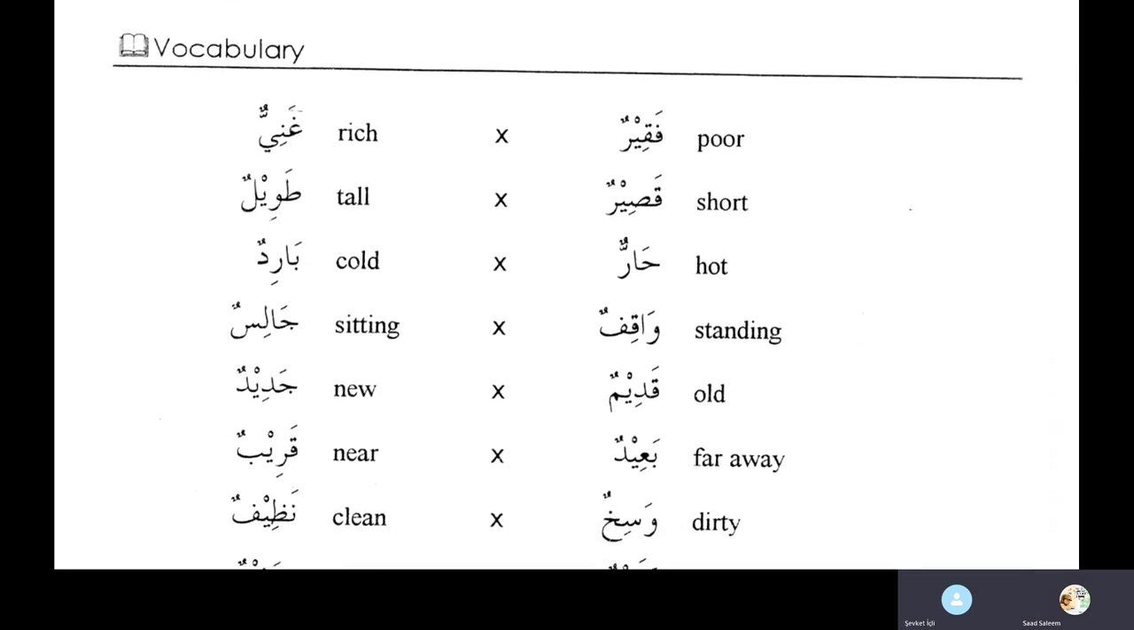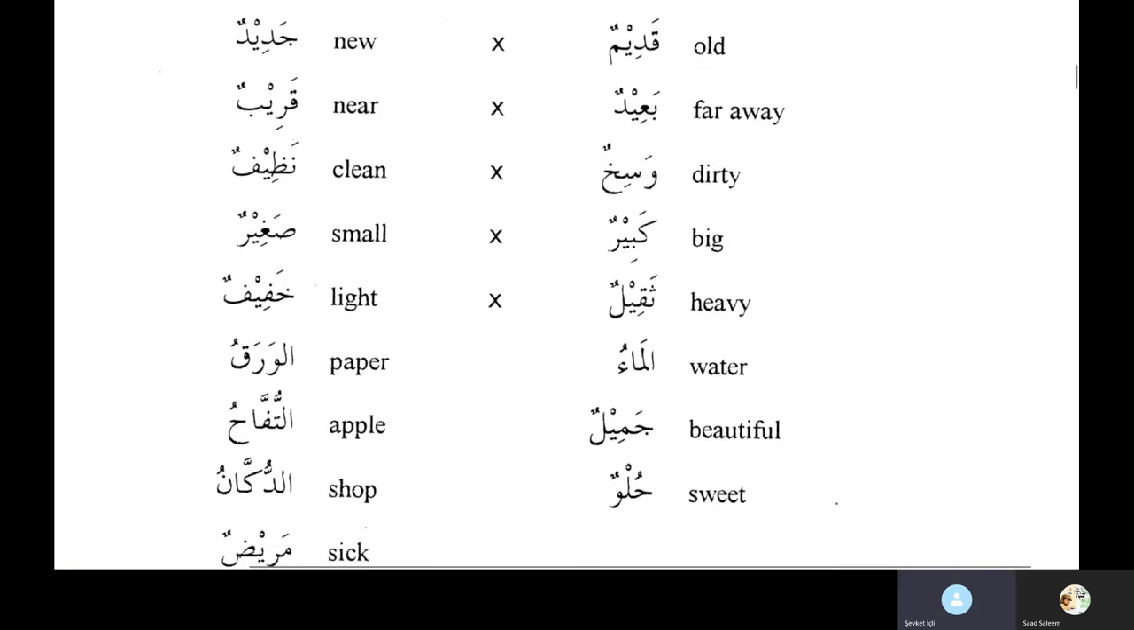Vocabulary. Faqirun, poor. Ghaniyun, rich. Qasirun, short. Tawilun, tall. Harrun, hot. Baridun, cold. Waqifun, standing. Jalisun, sitting. Qadimun, old. Jadidun, new. Ba'idun, far away. Qaribun, near. Wasikhun, dirty. Nazifun, clean. Kabirun, big. Sagirun, small. Thaqilun, heavy. Khafifun, light.